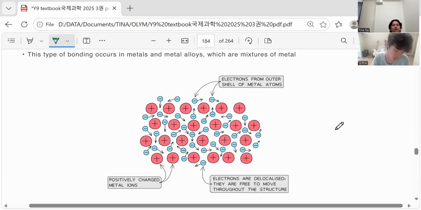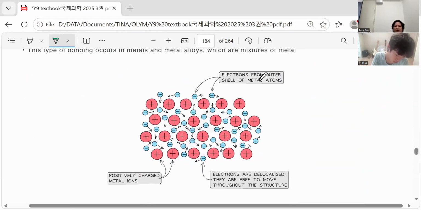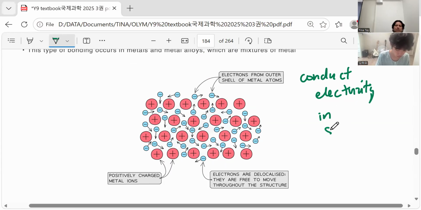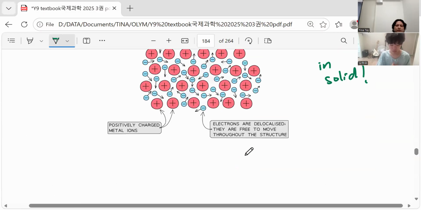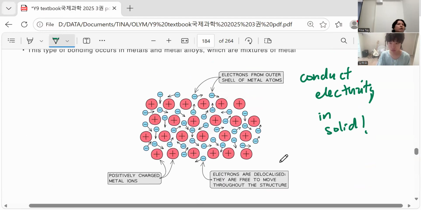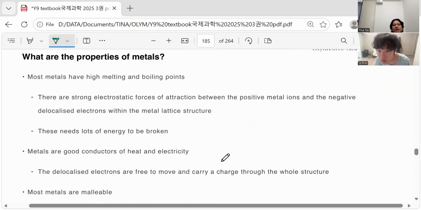So because it has the free electrons, it can conduct electricity. It can conduct electricity when it's solid, because the electrons are always freely moving. But the ionic compound can only conduct when molten or aqueous. You all okay? Please look at page 185.